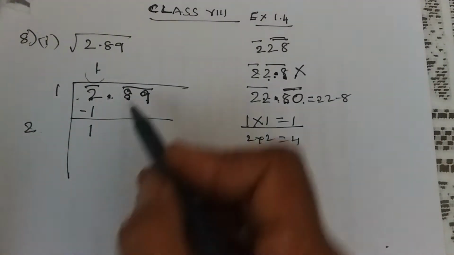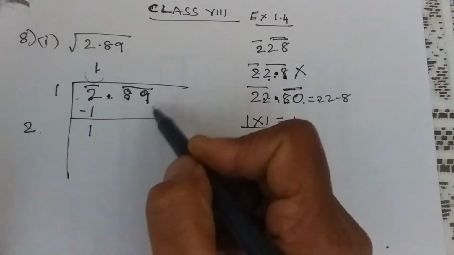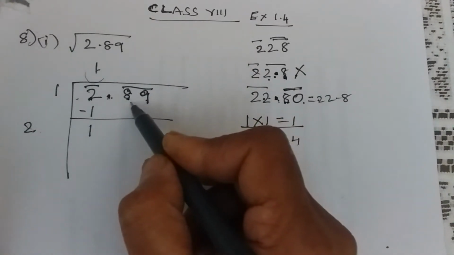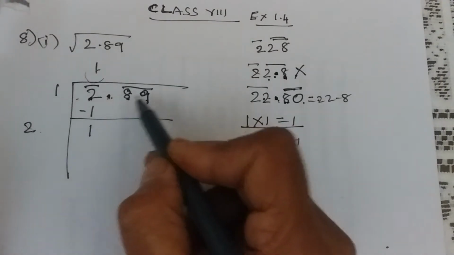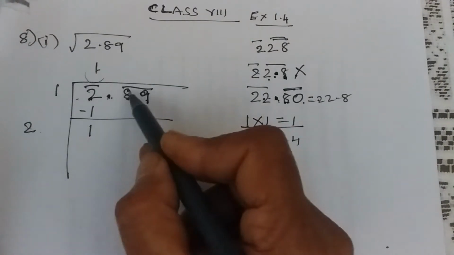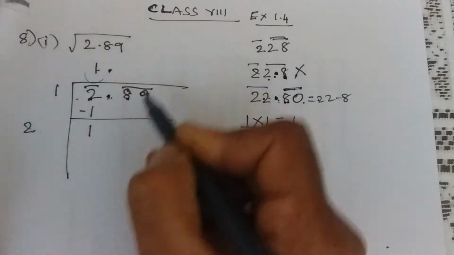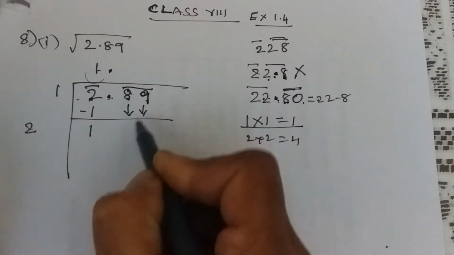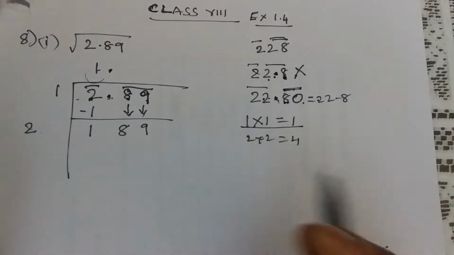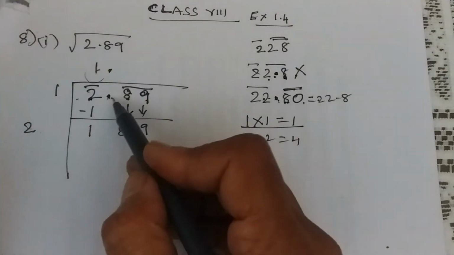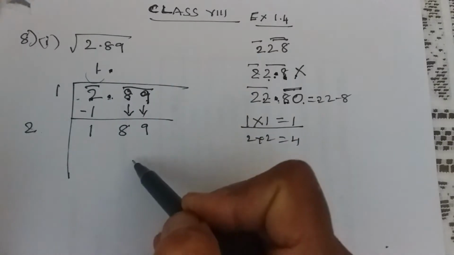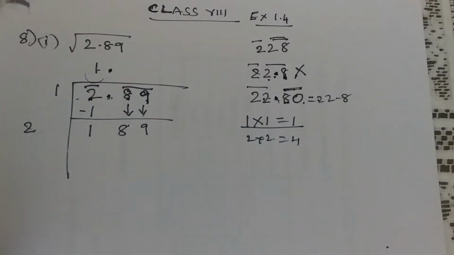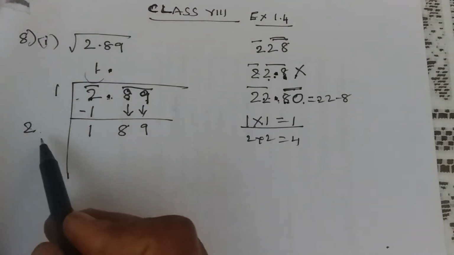Next, we have to bring down the next period. How many digits in each period? 2 digits. We have to bring down 2 digits. But the next period is after the point, so keep a point in the quotient and bring down. It is just like the division of decimal numbers. Whenever you take the number after the point, you keep the point in the quotient and bring down. Otherwise, the procedure is the same as finding the square root of whole numbers. Okay, what is the next step?